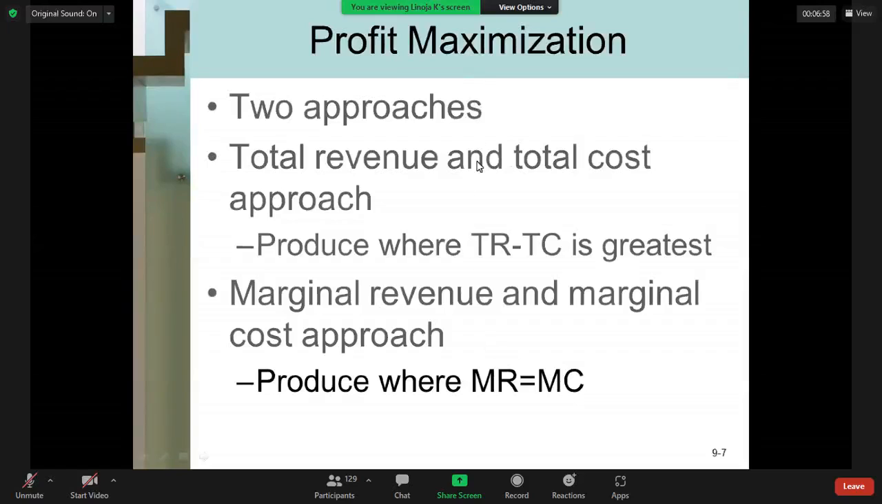These are the two approaches, right? Please note them down shortly. No need to copy the slides. Simple things, whatever you understand, just write down. No need to copy everything in the slides. There are two approaches. One is the total revenue, total cost approach. The second is the marginal revenue, marginal cost approach. Under the first approach, the condition is that the difference between total revenue and total cost is greatest. In the second approach, marginal revenue is equal to marginal cost. Is it okay? Okay.